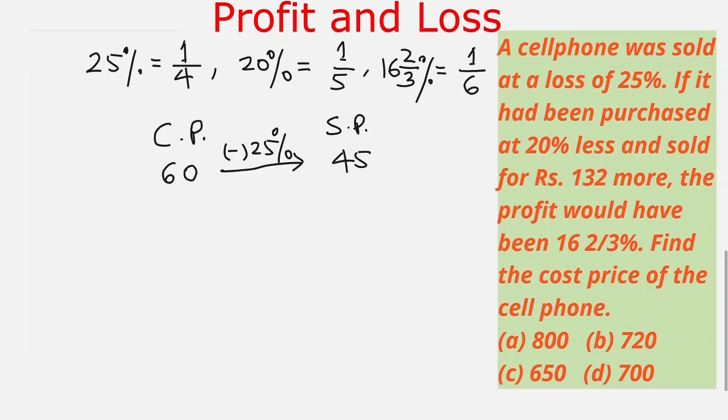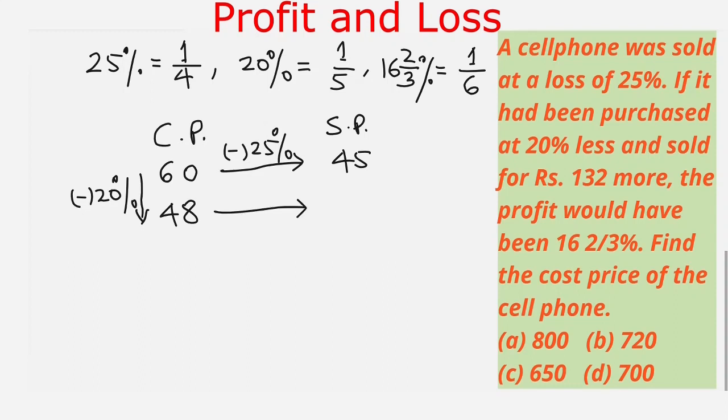Now the next condition given to us is if it had been purchased at 20% less. So I write minus 20%, and 20% is 1 upon 5th. 1 upon 5th of 60 is 12. And when we subtract 12 from 60, we get 48. Then the new cost price would have been 48 if it had been purchased at 20% less.